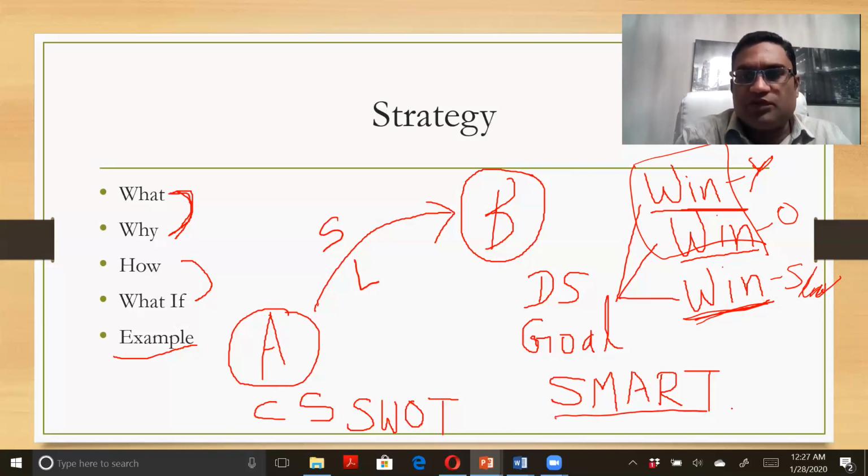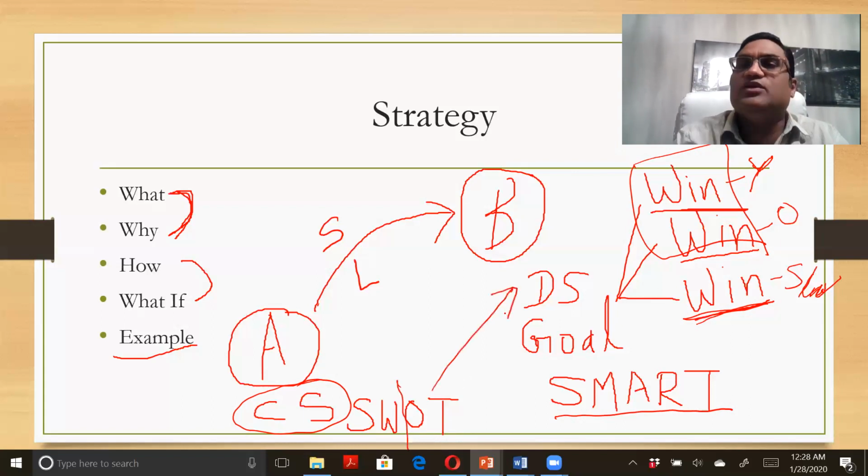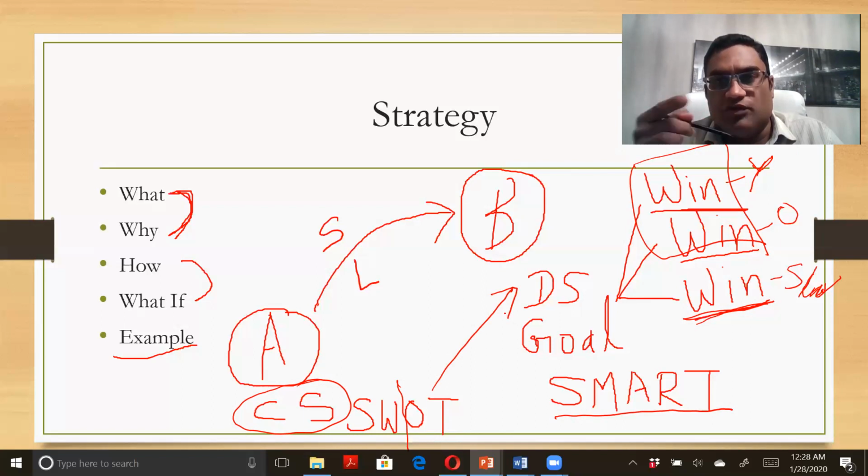The best way to come up with a goal is a SMART goal. You probably have heard of this. If not, Google it. What does SMART goal mean? So how do you find out your current situation? The way you find out your current situation is you do something called SWOT analysis. That is, strengths and weaknesses will give you where you are, and opportunities and threats will tell you what's out there and what it is that you should focus on. Okay, so that's about strategy.